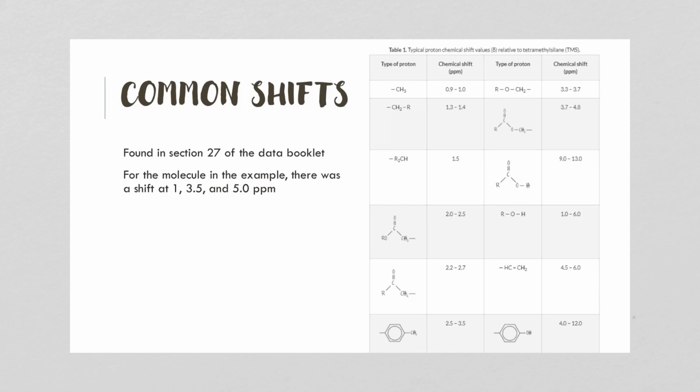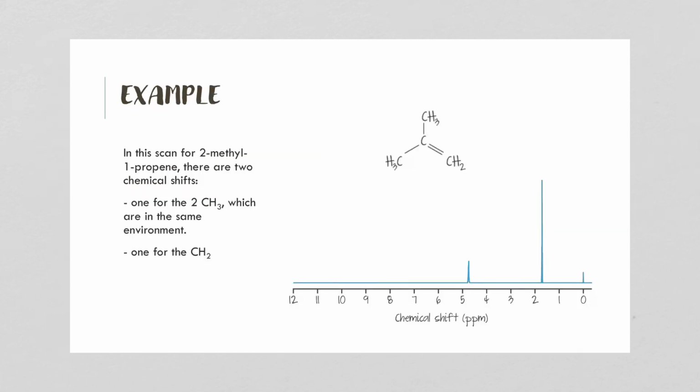So for the molecule in the example that we just looked at, there was a shift at 1 parts per million, 3.5 parts per million, and 5 parts per million. So if we look at this example, we're looking at 2-methyl-1-propene. There are 2 chemical shifts. There's one for the 2 methyls because they're in the same environment. So there's the central carbon here, and then off of that carbon there are 2 methyls. So both of them are in the same environment in the sense that they're bonded to the same type of atom. And then there's a peak also for this CH2 that's bonded to the double bond.